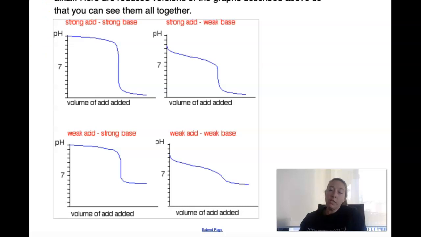So all of these curves are for monoprotic acids with monoprotic bases, right? So monoprotic means one hydrogen.